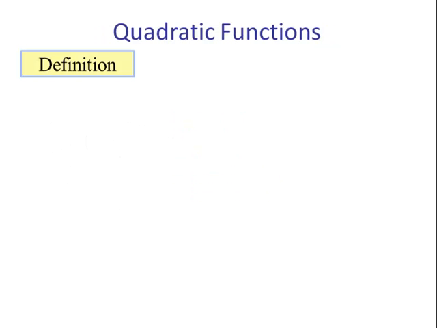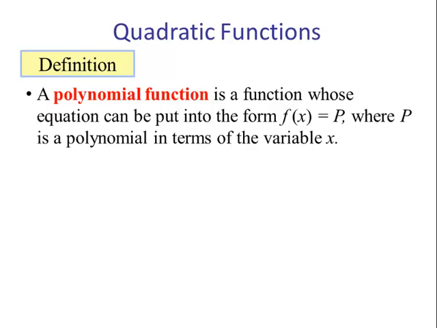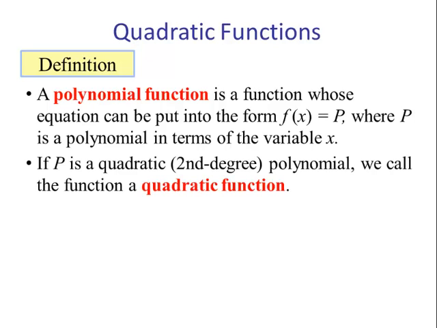Quadratic functions. Definition: a polynomial function is a function whose equation can be put in the form f of x equals p, where p is a polynomial in terms of the variable x. If p is a quadratic second degree polynomial, we call the function a quadratic function.